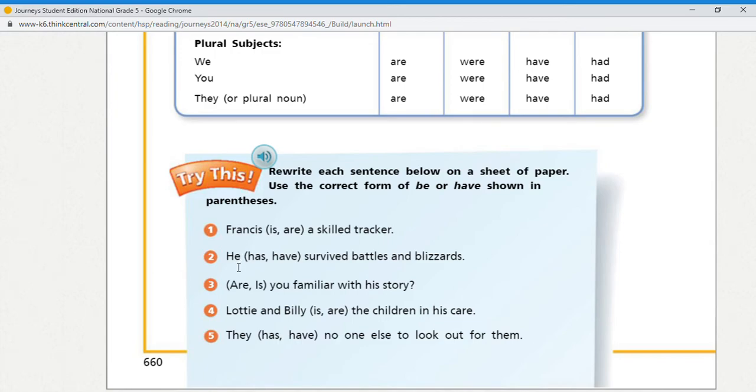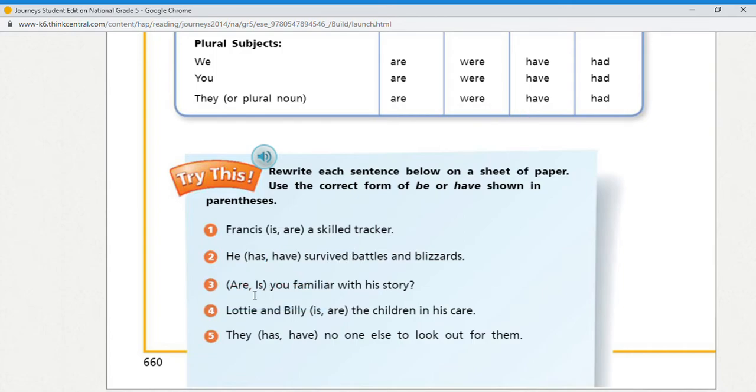Number 2, he has or have survived battles and blizzards. So again, guys, we're going to look at the subject. So it's he. So he is a singular subject. So I'm going to use has, not have, because have, it's for the plural subjects.